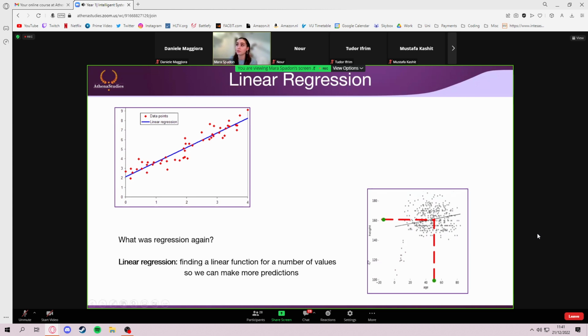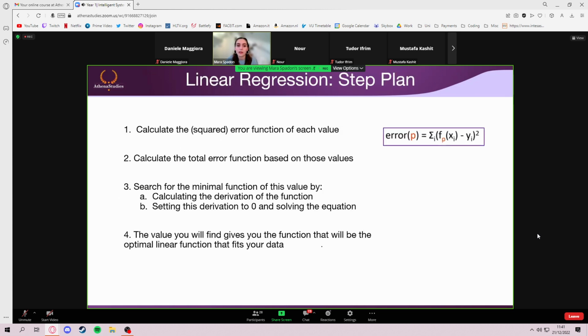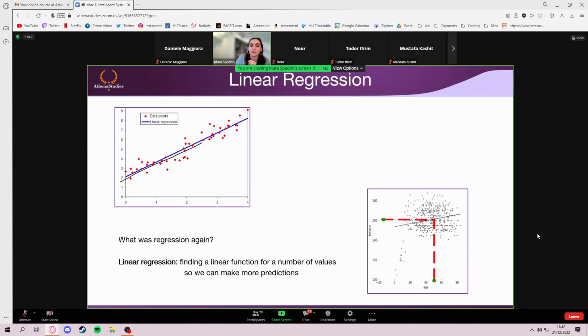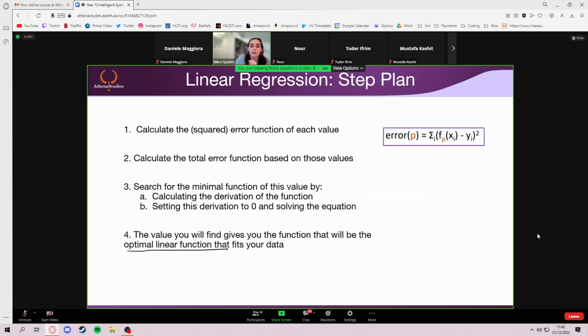So we have data points, we have a line, and the prediction looks at that line. So that's why we wanted to minimize the error value, correct? So here, actually, we're not minimizing the error value, but we're actually calculating the function itself. So the optimal linear function that fits our data. So first we were given this, and then we wanted to minimize this error value. And now we actually want to define this linear function ourselves. And how do we do this? We take these 4 steps.